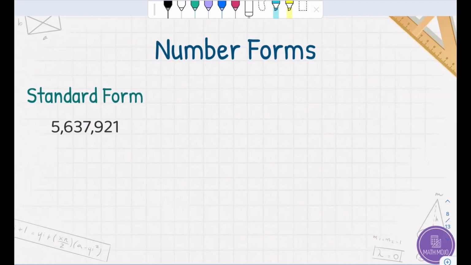Okay, so now when it comes to number forms, we have 3 different number forms. Starting off with the easiest one, we have standard form. Standard form is just all the digits in place in the same order that the number is said.